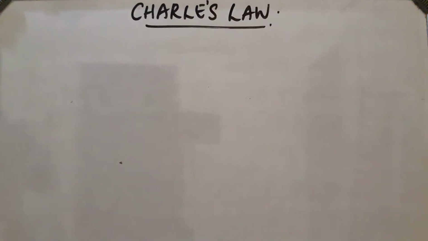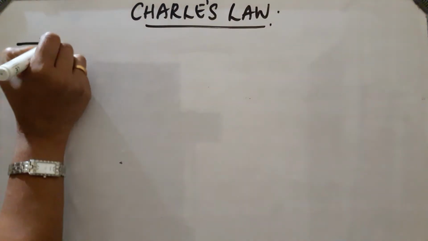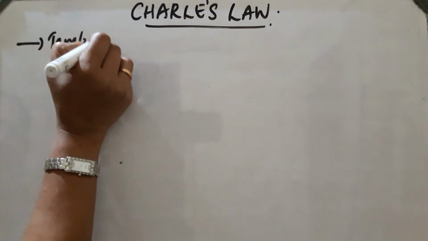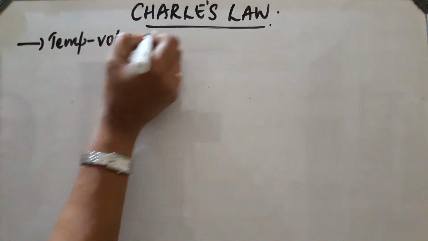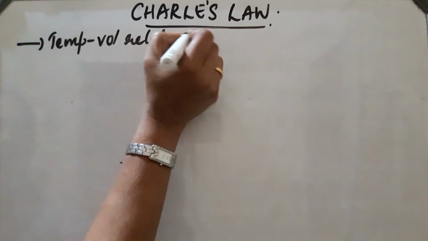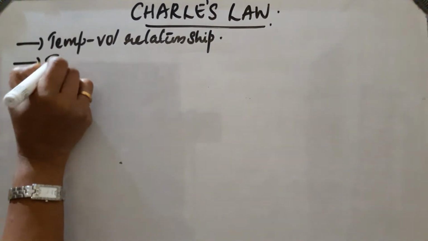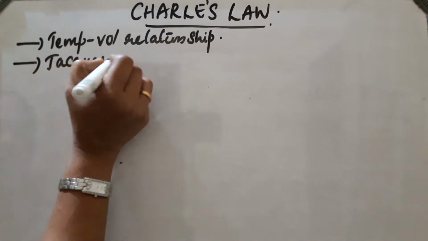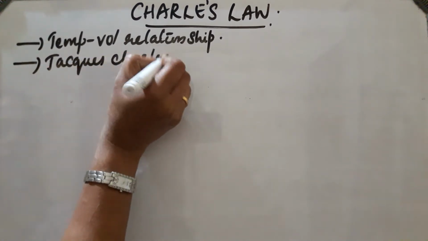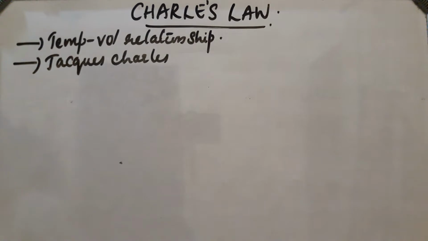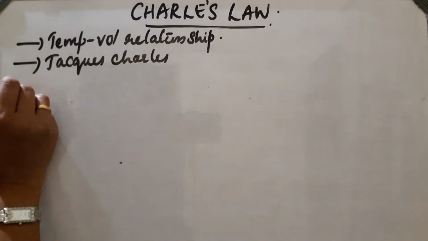Charles' law. Charles' law is a temperature volume relationship. Jacques Charles studied the effect of temperature on volume of a fixed mass of a gas. So, he discovered this temperature volume relationship. This is called Charles' law.